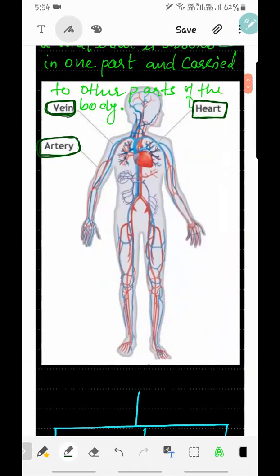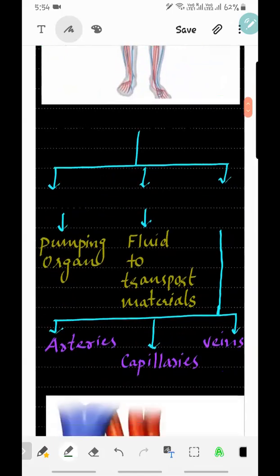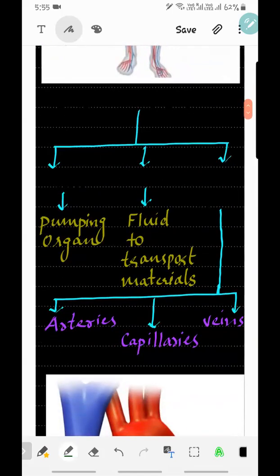The network of blood vessels. Artery and vein are blood vessels. This one and this one both are blood vessels. Okay. So we can say that the circulatory system has certain parts.